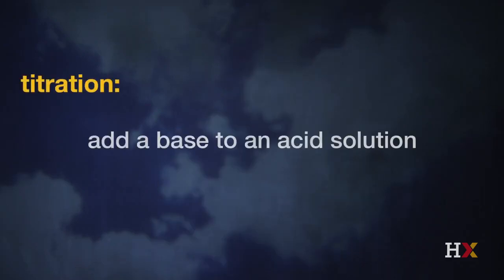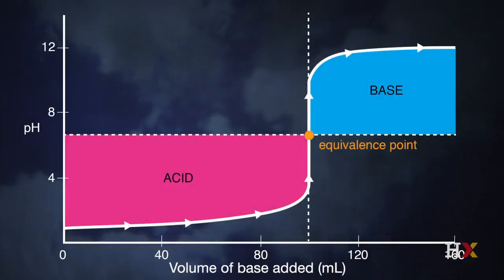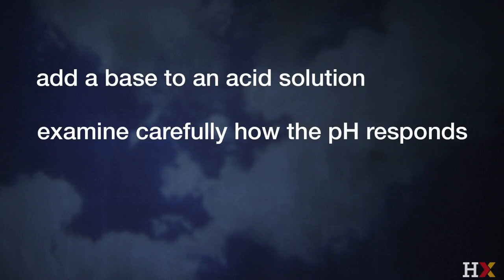We want to add a base to an acid solution. And so a titration plot always has the same characteristics. It plots the pH on the vertical axis against the volume of the added reactant. In this case, we're adding a base to an acid. And so this landscape of how the pH changes as a function of the added base constitutes the titration plot. So we add a base to an acid solution, and then we examine carefully how the pH responds.